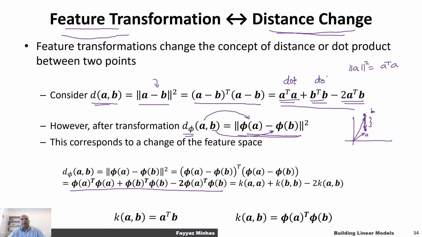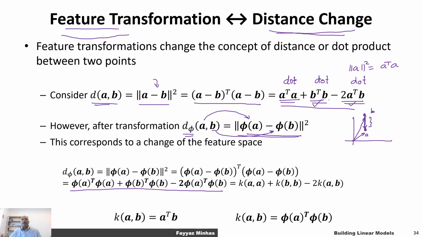This is a dot product, and this is also a dot product. So this is a dot product of A with itself, this is a dot product of B with itself, and then we've got a dot product of A and B. So we see that distance can be expressed in terms of dot products. They are very closely related to each other. So if we are given dot products, we can go back to computing distances. The point that we're trying to make here is that distances can be expressed in terms of dot products.